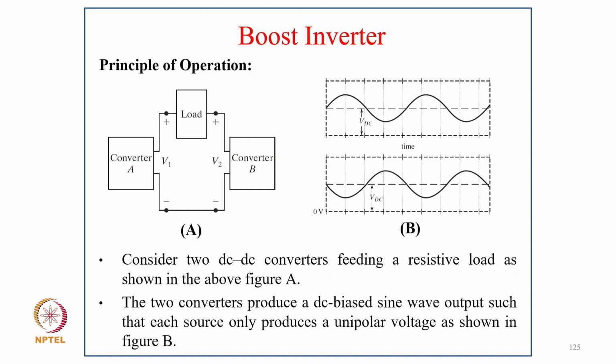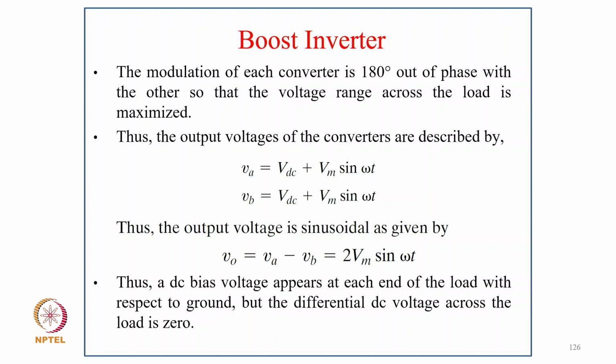So consider the two DC-DC converters feeding a resistive load as shown in the above figure, and the two converters produce the DC bias sine wave output such that each source only produces a unipolar voltage as shown in figure B. So the modulation of each converter is 180 degrees out of phase with the other, so that the voltage range across the load is maximized.